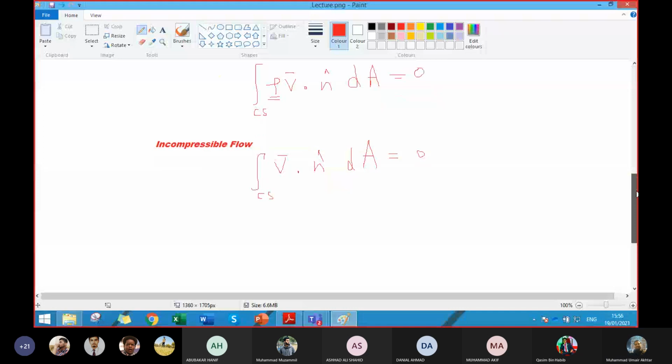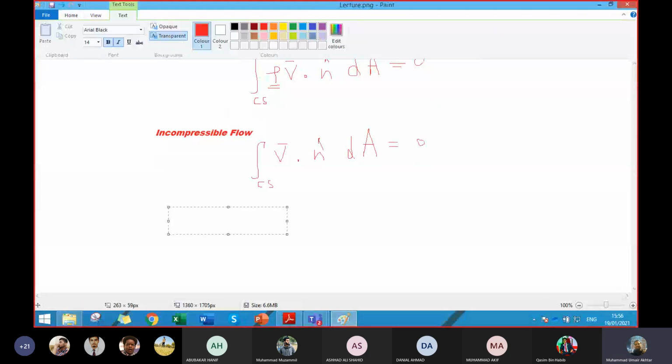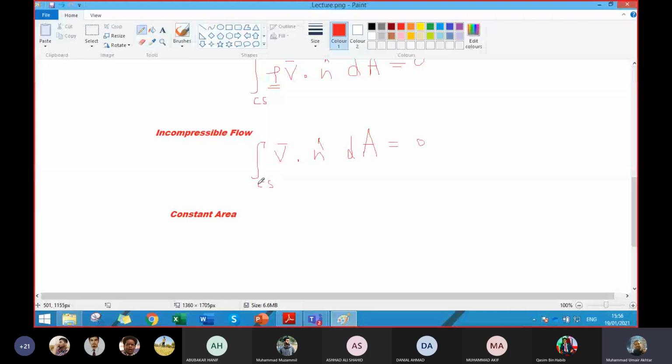And now if I say that the area over which I am applying this integral is a constant area, what would happen to this equation? The area of the inlet and the outlet is constant, it's fixed. So we will not need this integral. We will need minus V n, that is the total inlet velocity into the inlet area, plus the total outflow velocity into the total area going out, right? This should be equal to zero.